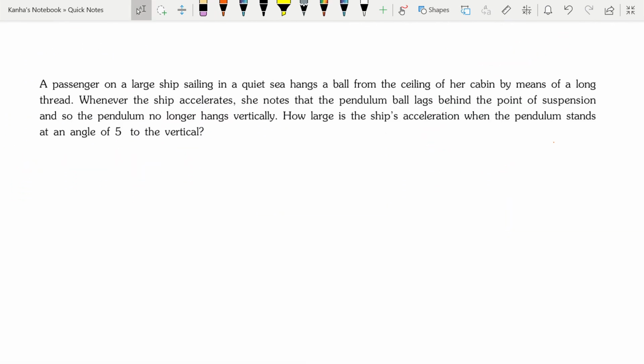So let's look at one question. A passenger on a large ship sailing in a quiet sea hangs a ball from the ceiling of her cabin by means of a long thread. Whenever the ship accelerates, she notes that the pendulum ball lags behind the point of suspension, and so the pendulum no longer hangs vertically. How large is the ship's acceleration when the pendulum starts at an angle of 5 degrees to the vertical? I'll make this situation using a simple diagram.